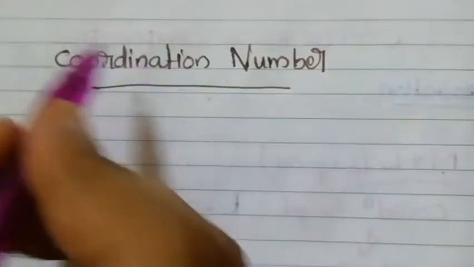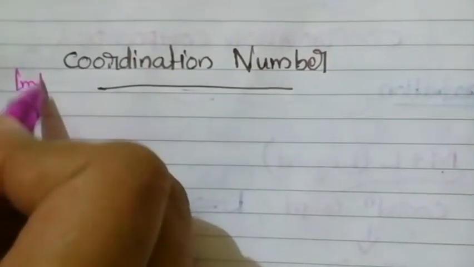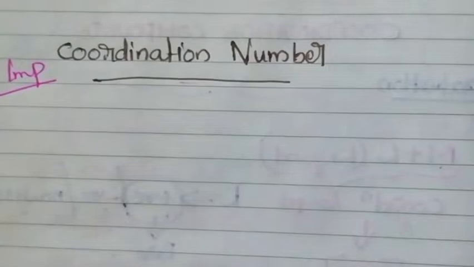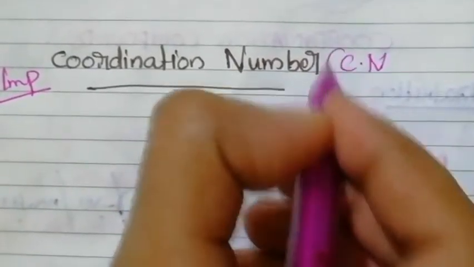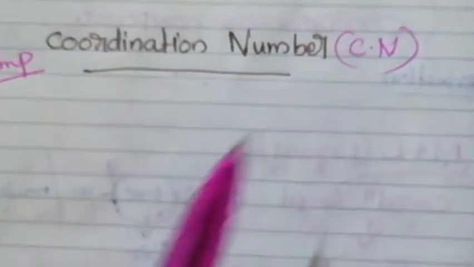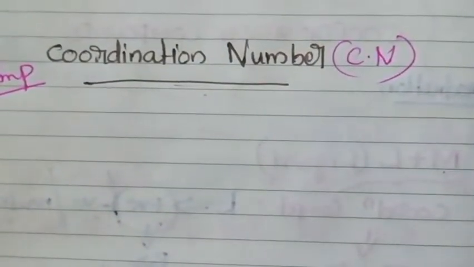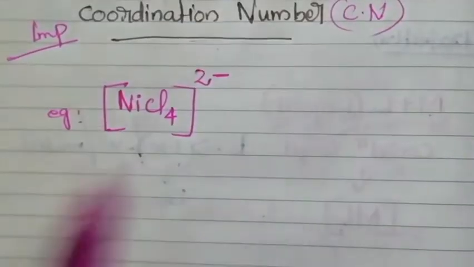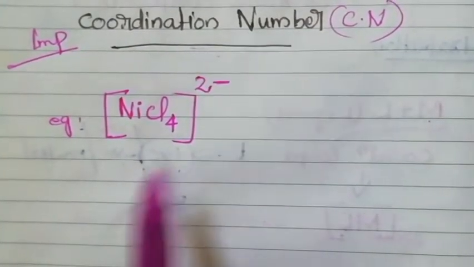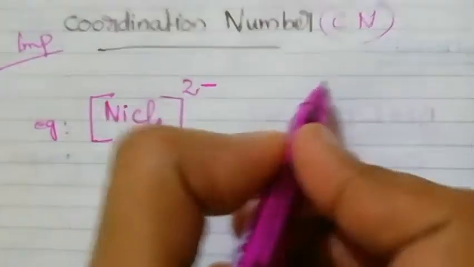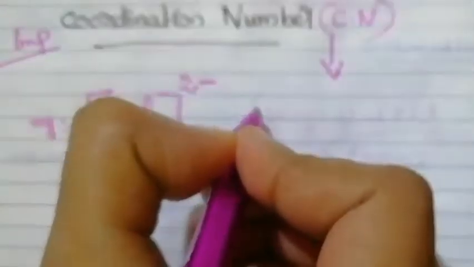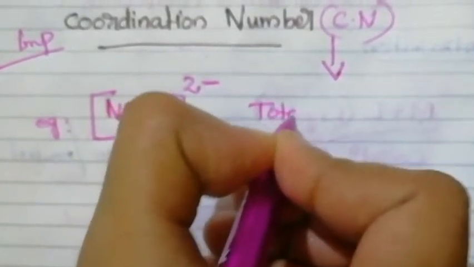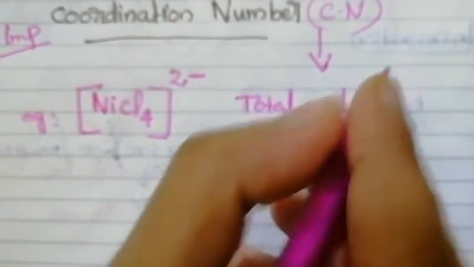So now let's see the coordination number in detail. This is actually an important thing when we discuss the basics of coordination compounds. Generally it is represented as CN, for short, coordination number. Just consider this example: NiCl4 2-. Each compound has a different name, so naming we can study later. Now we want to find the coordination number of this compound.